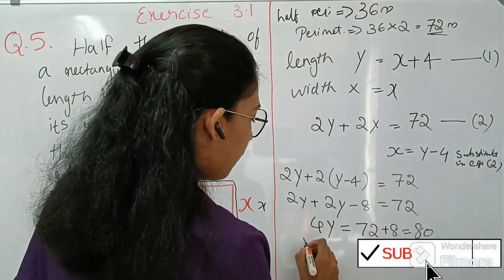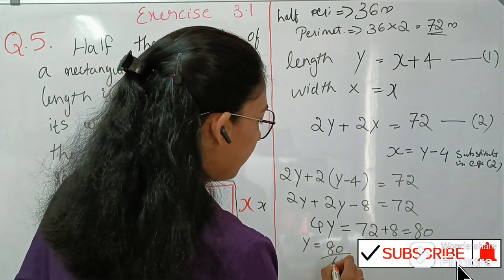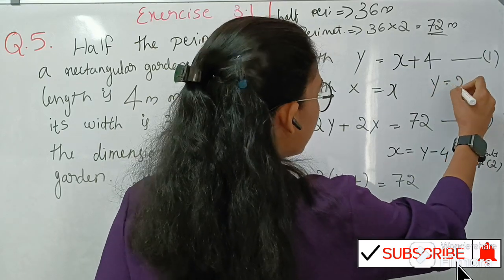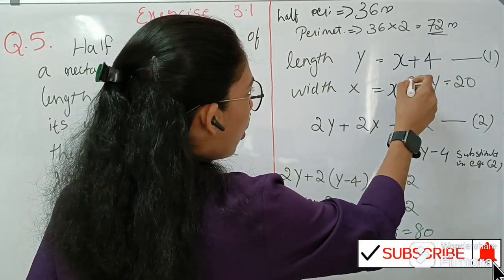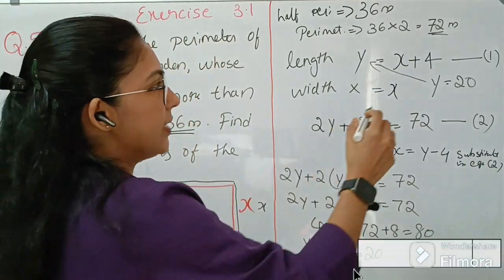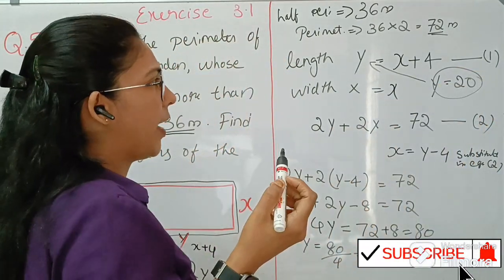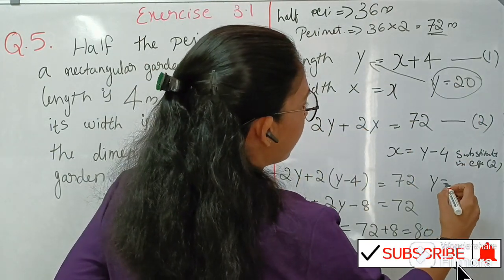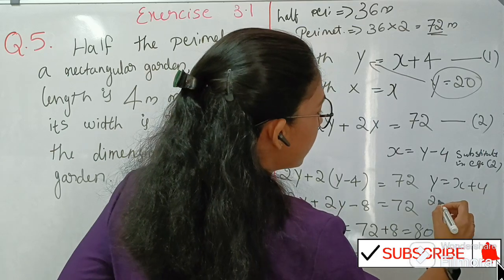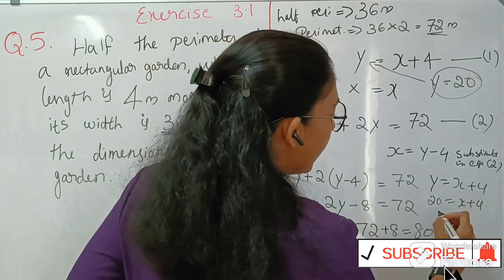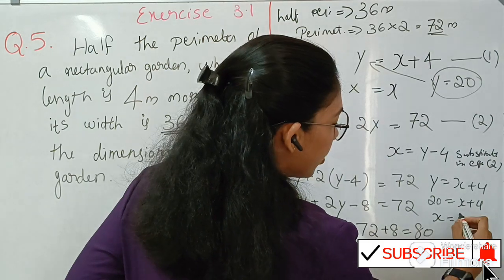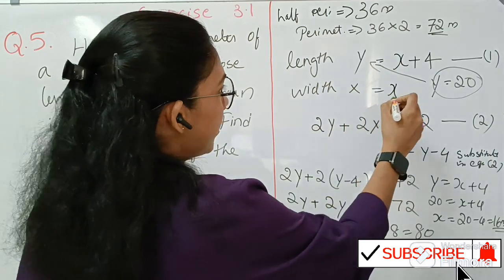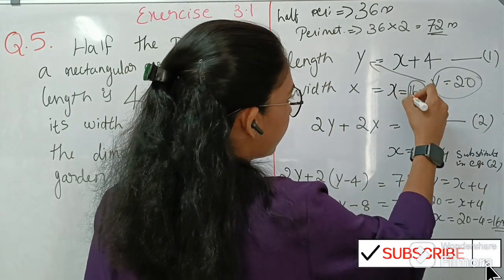Okay. Then y is equal to 80 divided by 4, which is equal to 20. So we get y is equal to 20. That is, the length of the rectangular garden is 20. So what is the value of width? And it is clear that y is equal to x plus 4. That is, 20 is equal to x plus 4. Then from this relation, x is equal to 20 minus 4, which is equal to 16 meter. So the width x is equal to 16 meter.